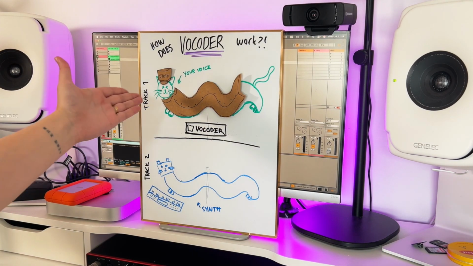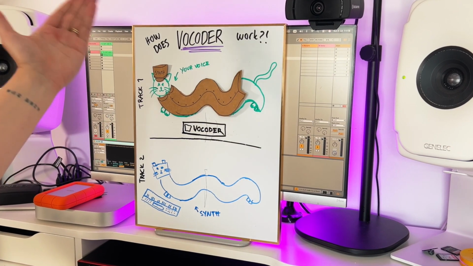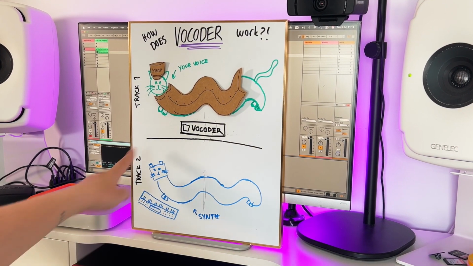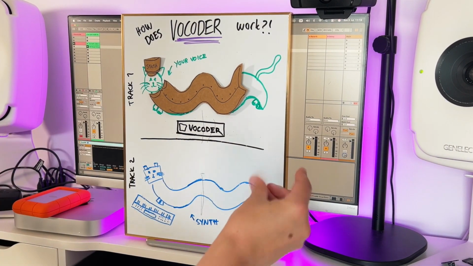So what this carrier signal jacket means is that every time the cat is wearing it, it sounds robotic because the synth sound is mixing now with your voice sound. Let me show you this in the DAW.